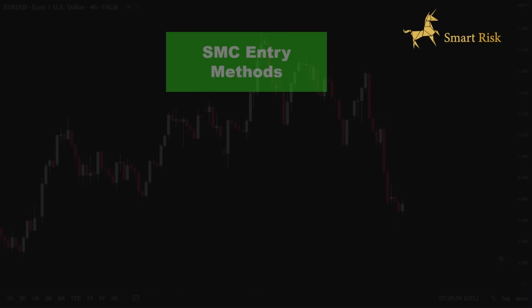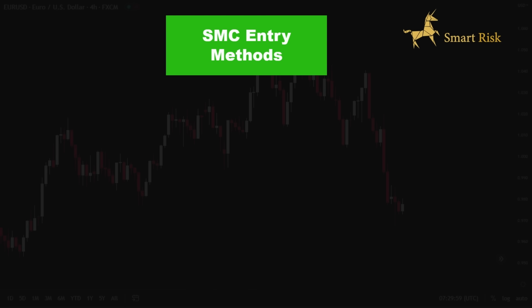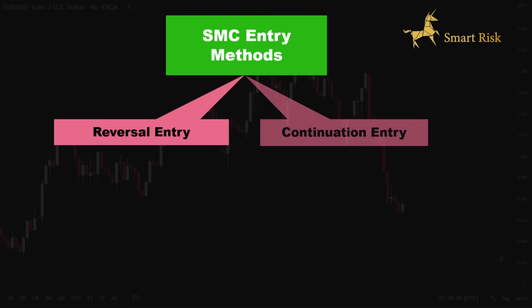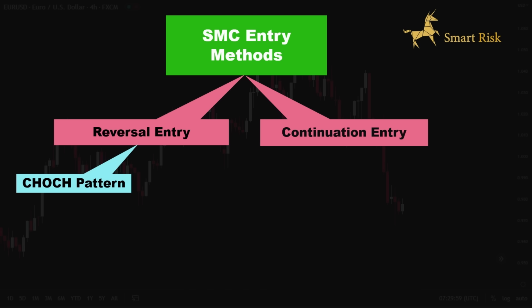What are the entry methods that we can use in the smart money concept? So, SMC entry methods are divided into two major subcategories. The first is the reversal entry method, and the second is the continuation entry method. Also, the reversal entry method has two subcategories: number one, change of character or market structure shift. And number two is the flip entry setup.